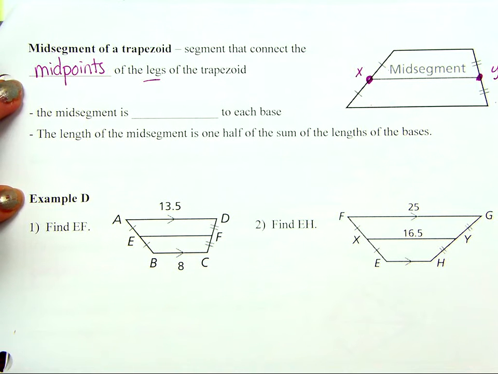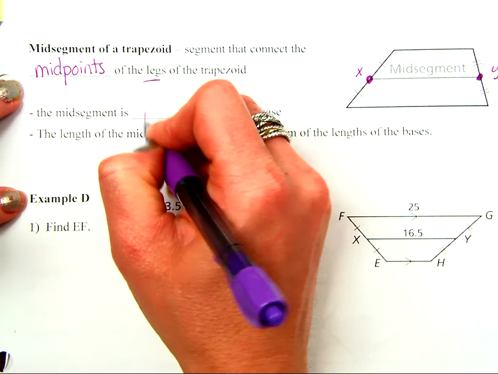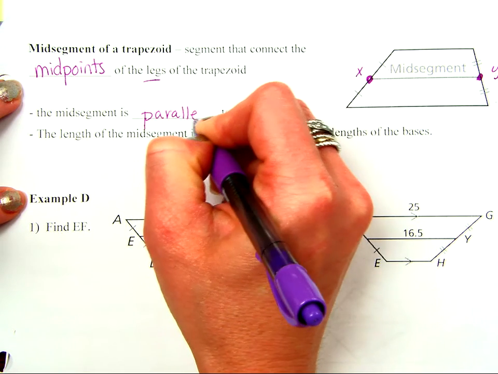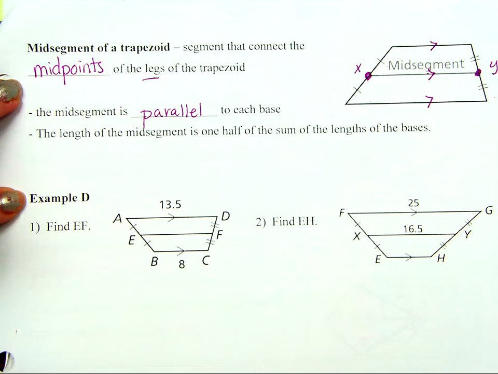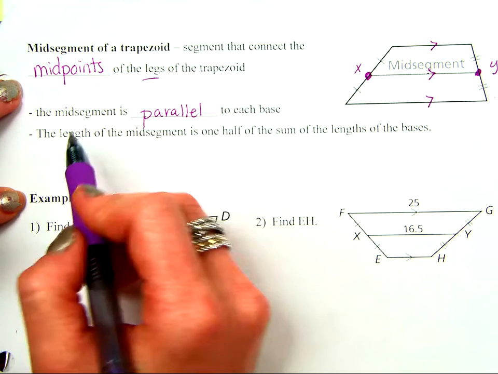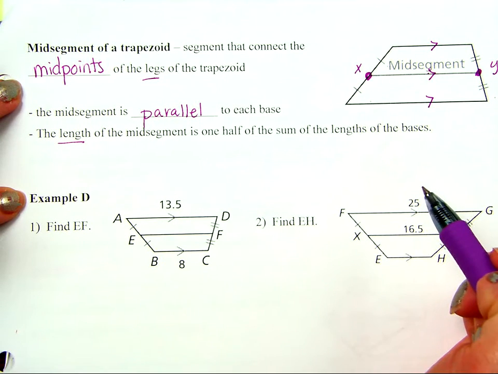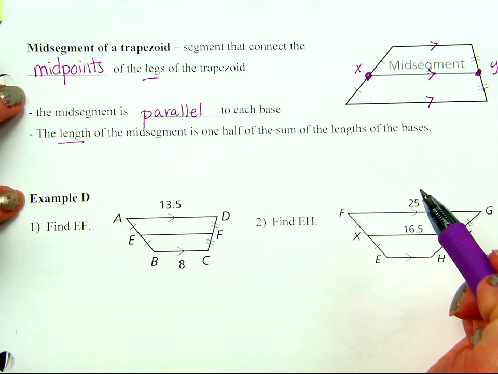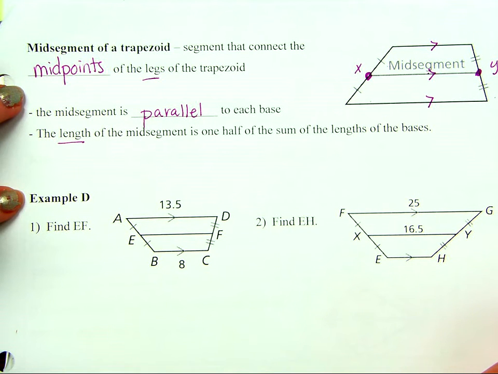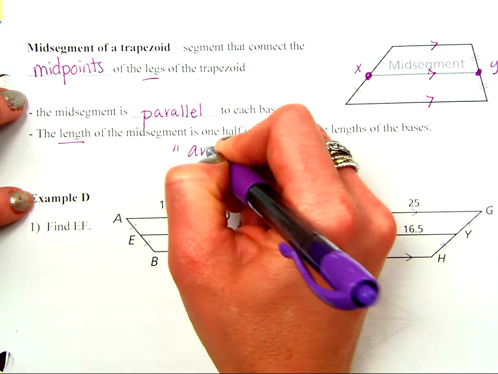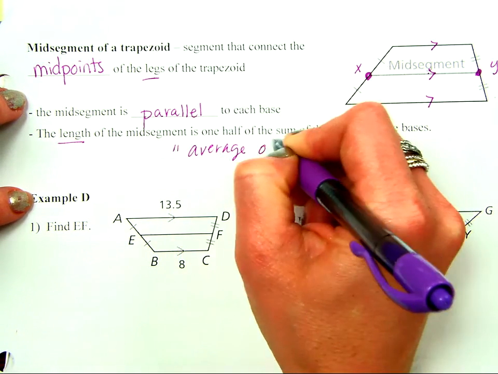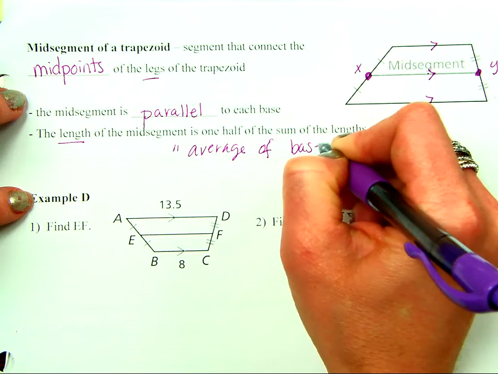Well, there's a couple properties that are true about your midsegment. First of all, your midsegment is parallel to the bases. All three of these lines are parallel. The length of the midsegment is 1/2 of the sum of the lengths of the bases. Now, that can be a little bit difficult to understand in words, but really the midsegment is the average of the bases. It's right in the middle.